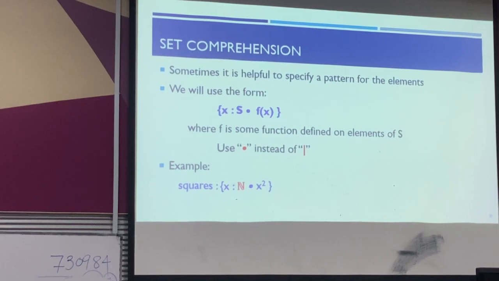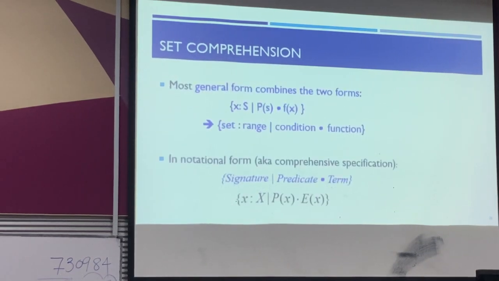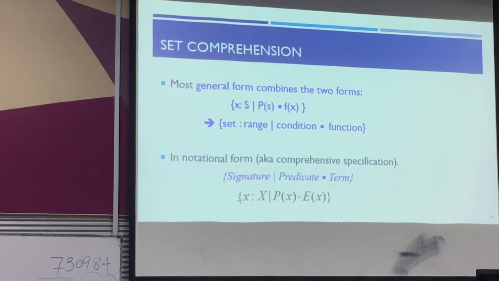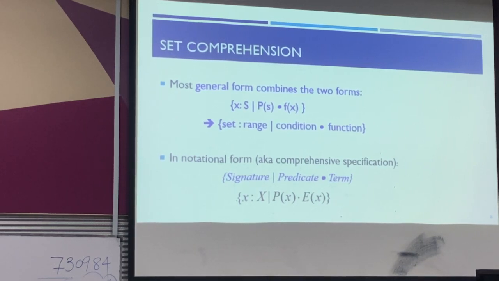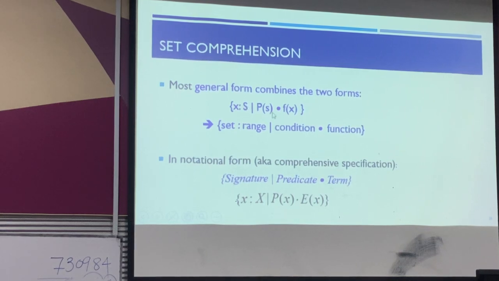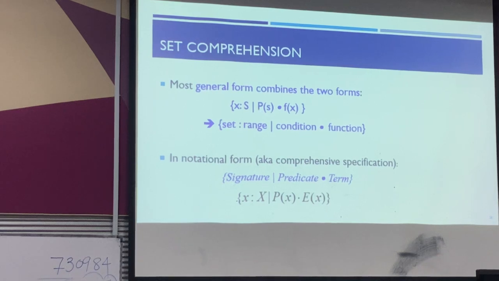But normally in our schema later, we are not going to have a simple form like this. We are going to have a combination of these two forms together. The general form, the part here is the signature, the declaration part, easier to say. Then your condition, then your function. So the arrangement is like that: you have the declaration, bar, your condition, then a big dot, then your operation.